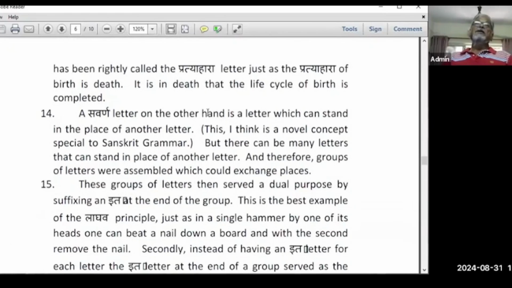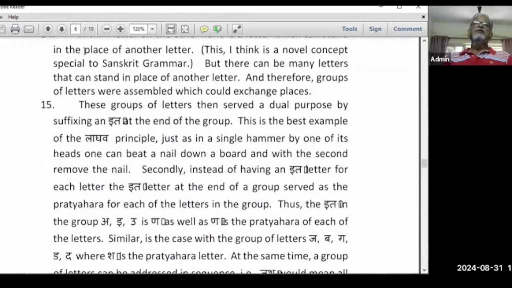A savarna letter, on the other hand, is a letter which can stand in the place of another letter. This, I think, is a novel concept special to Sanskrit grammar. But there can be many letters that can stand in place of another letter. And therefore, groups of letters were assembled which could exchange places. These groups of letters then served a dual purpose by suffixing an it at the end of the group.